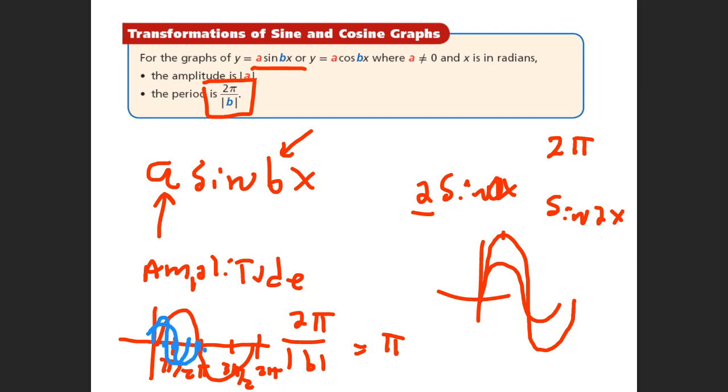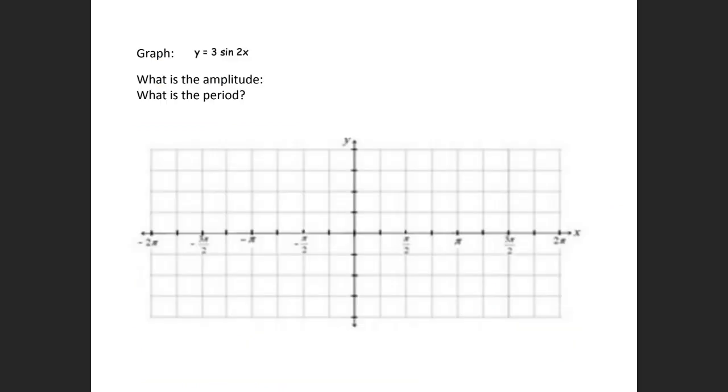Okay, so how to find the period? Just 2 pi over b. So if I was going to graph this problem right here, what is the amplitude? The amplitude is 3. What is the period? Well, the period is 2 pi over 2, which is pi. So the period is pi.